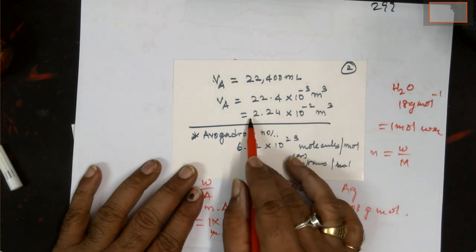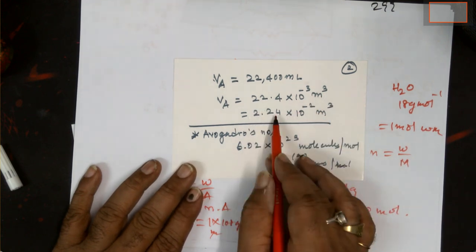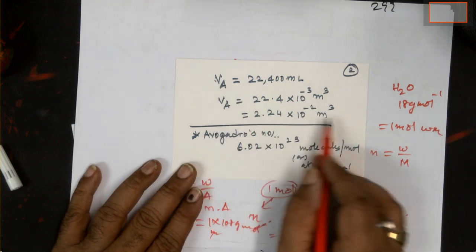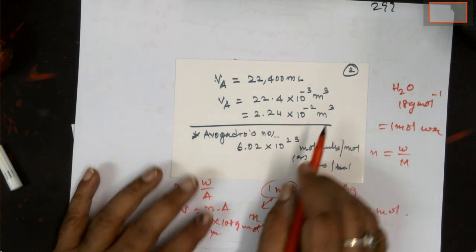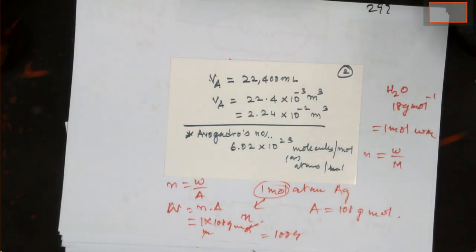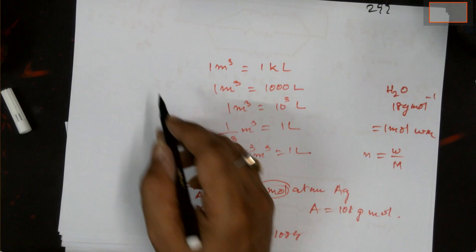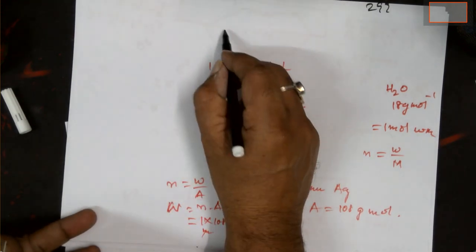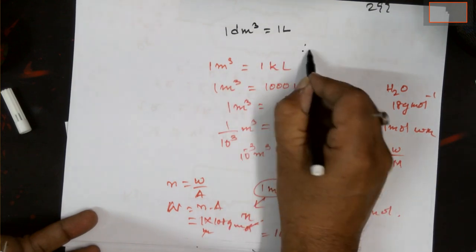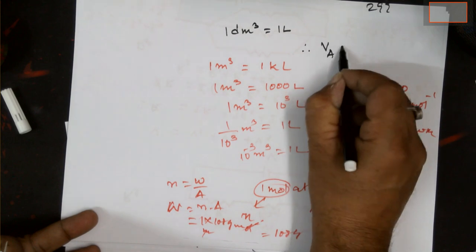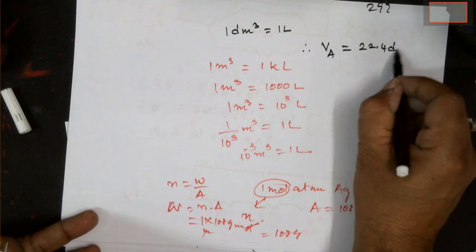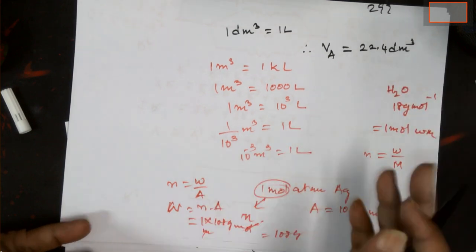This can be represented in scientific notation also, as 2.24 into 10 power minus 2 cubic meter. So Avogadro's volume can be represented in cubic meter also. Sometimes Avogadro's volume is given in cubic decimeter, where 1 decimeter cube is equal to 1 liter. Therefore, you can represent Avogadro's volume VA as 22.4 decimeter cube instead of liter. So we have got all these conversions.